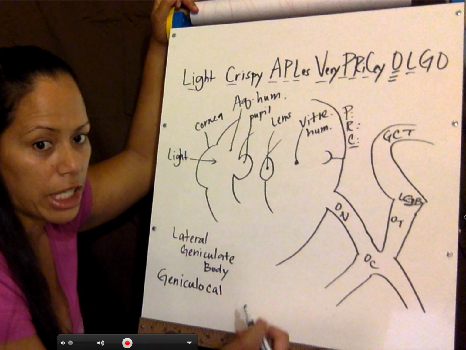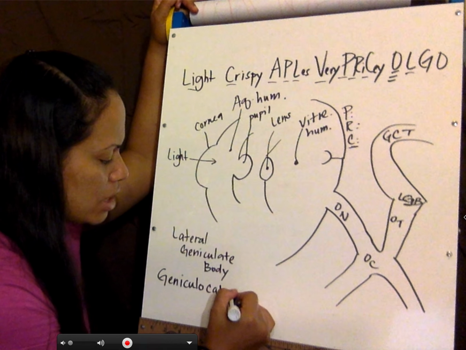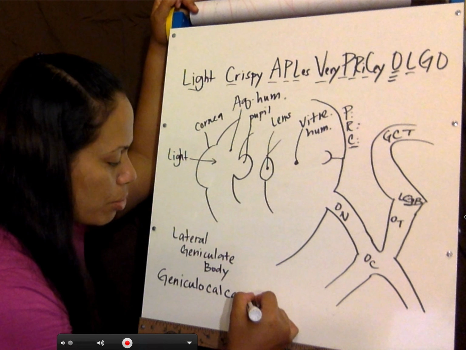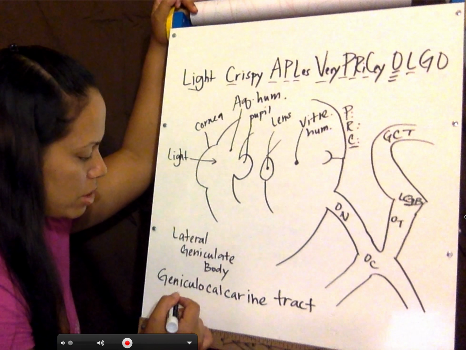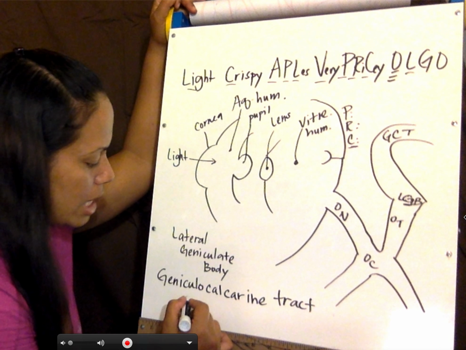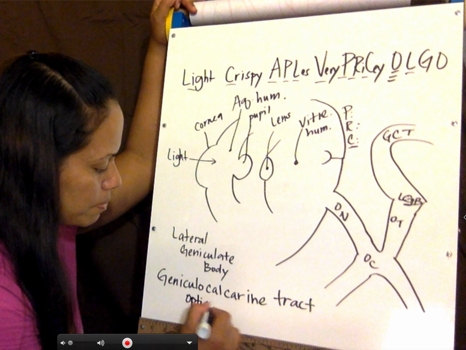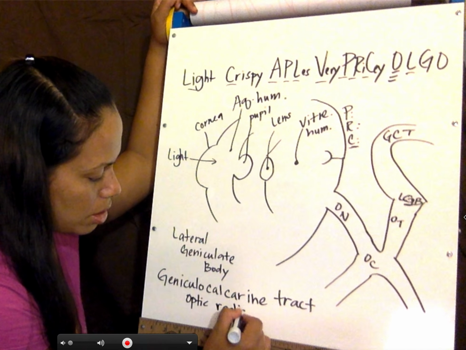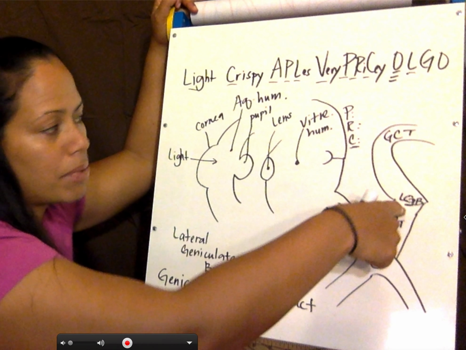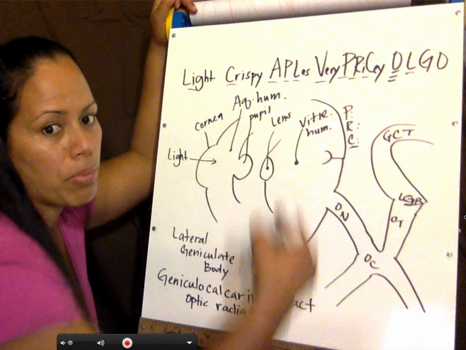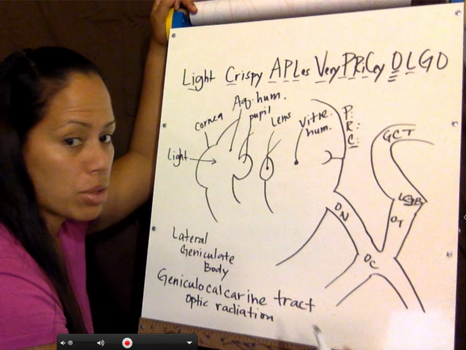Cal, my friend Cal or Calvin, is in his car and he's careening off the track. Horrible, right? So geniculocalcarine tract is also known as optic radiations. And it's basically the fibers that send information from the lateral geniculate body back into the brain. And what part of the brain is associated with the visual cortex?